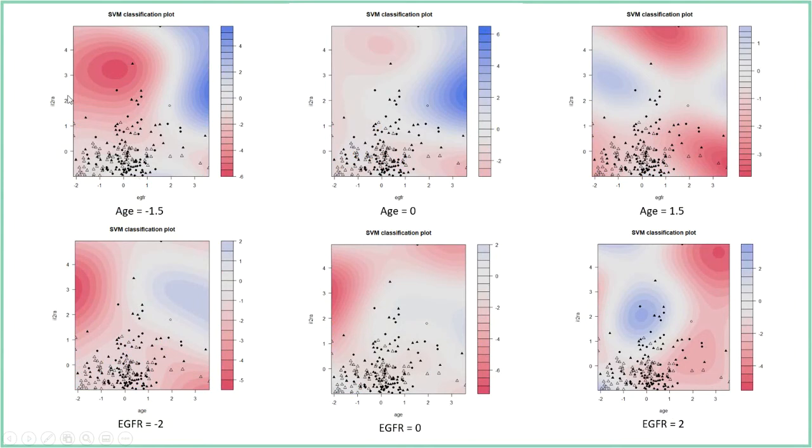But again, looking at IL-2R alpha by EGFR, at varying levels of age, so this is then IL-2R alpha by age, varying levels of EGFR. So kind of looking at what happens for 3 predictors.